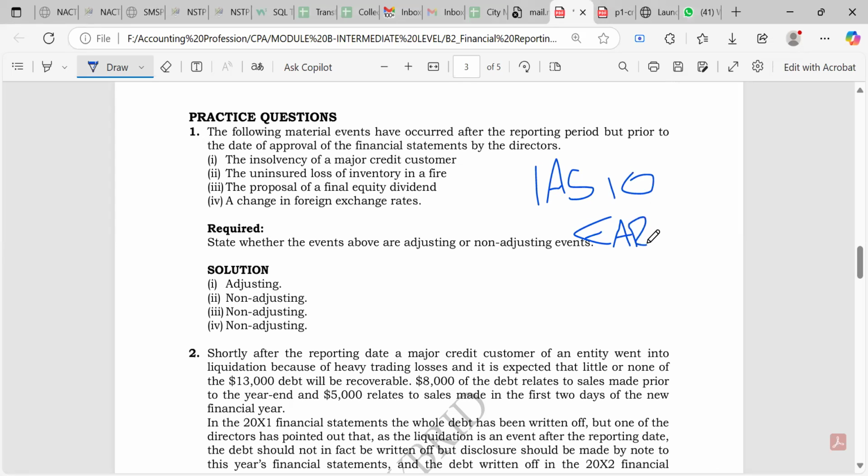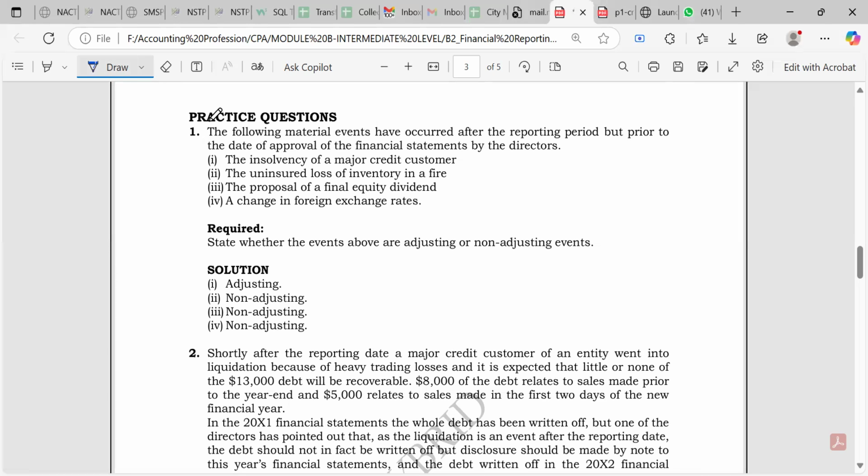Right now we are going to look at some questions and grasp the concepts a bit better, hopefully. Okay, let's look at this. Here we are told the following material events have occurred after the reporting period, but prior to the date of approval of the financial statements by the directors.